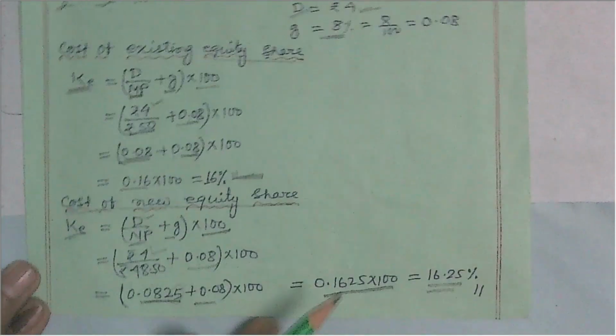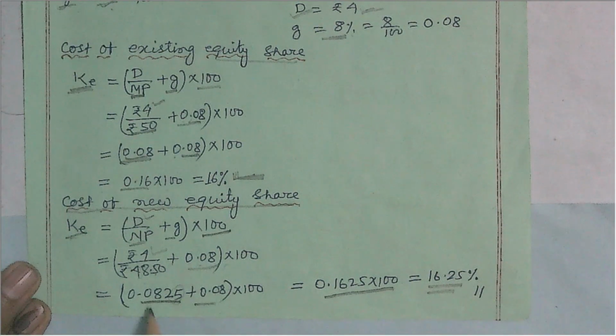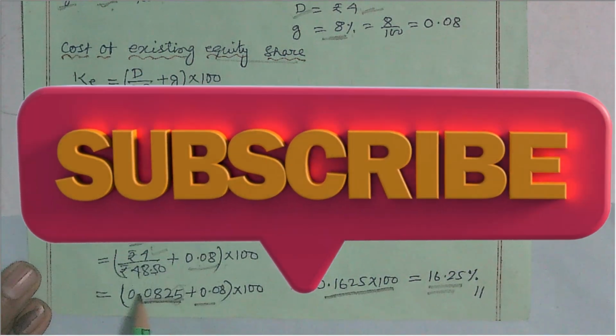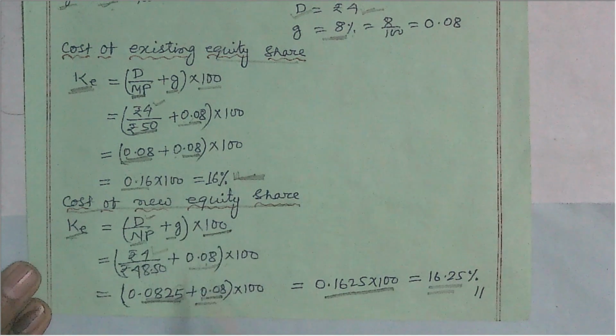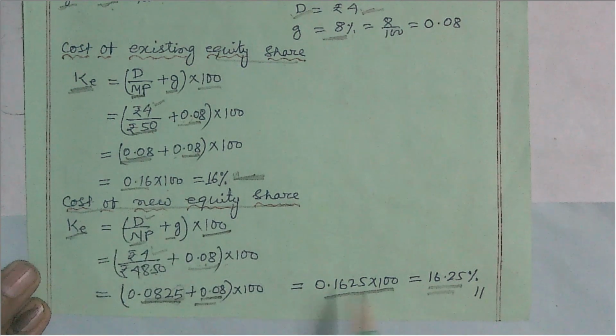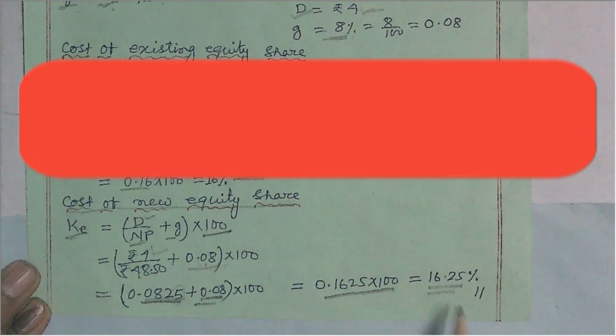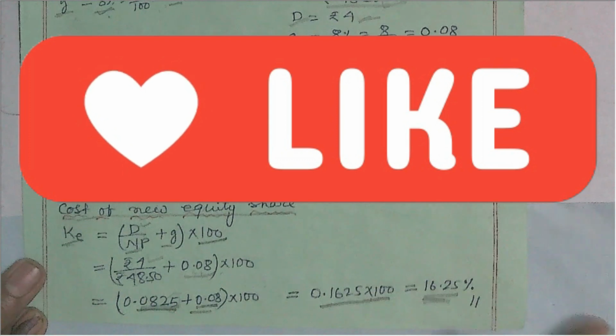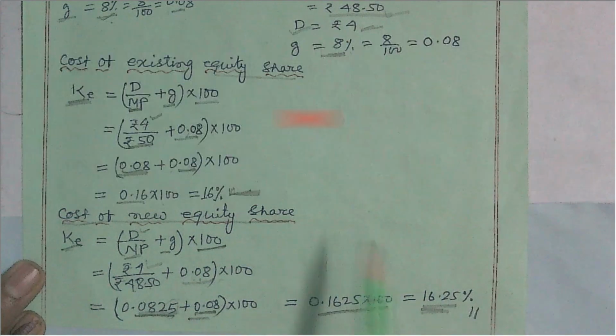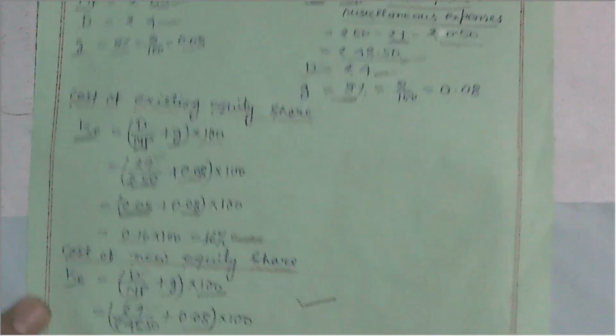Now this time I have solved this problem by taking four places after the decimal, 0.0825 plus the growth rate, and when you add it, you will get 0.1625, multiplied by 100, so this is 16.25%. Okay, so this is the problem, so you write down the practice.